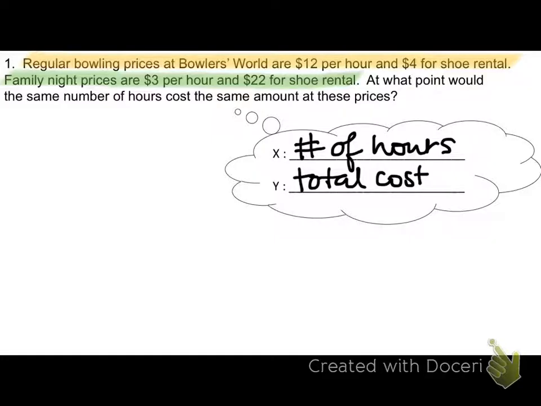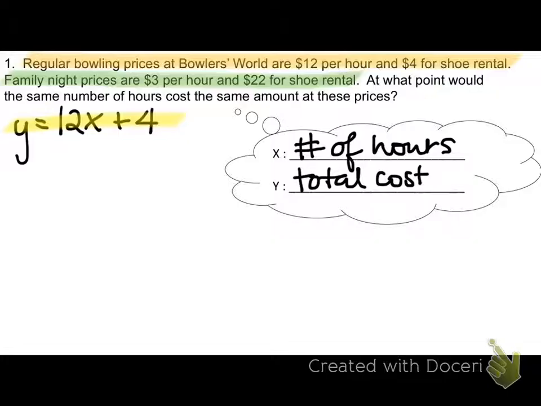Let's go ahead and make two equations and solve using substitution. It says, regular bowling prices at Bowler's World are $12 per hour and $4 for the shoe rental. So I know that the regular bowling prices are $12 per hour plus $4 for the shoe rental. When you go bowling, you only rent the shoes once. So that right there, if you want me to keep color coding things, is the yellow.